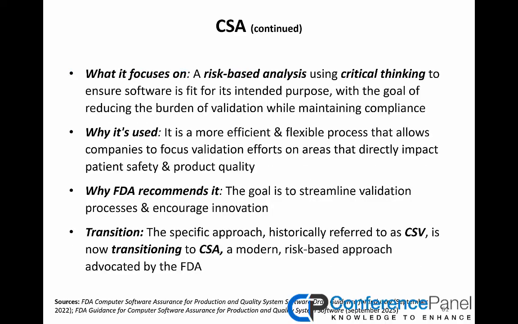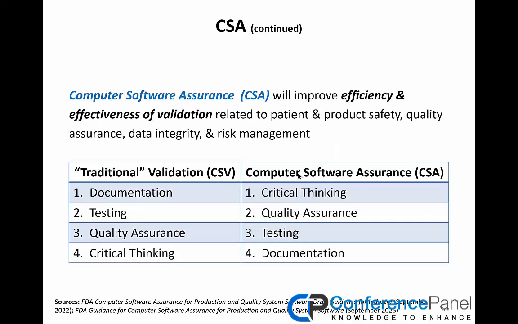So what CSA focuses on is a risk-based analysis using critical thinking, making sure software is fit for intended purposes. The goal is to reduce the burden of validation while being compliant. Look at the comparison. With CSV, we start with documentation. Documentation drives everything. We end up with a lot of deliverables, but we end up also doing things by rote, one document at a time.